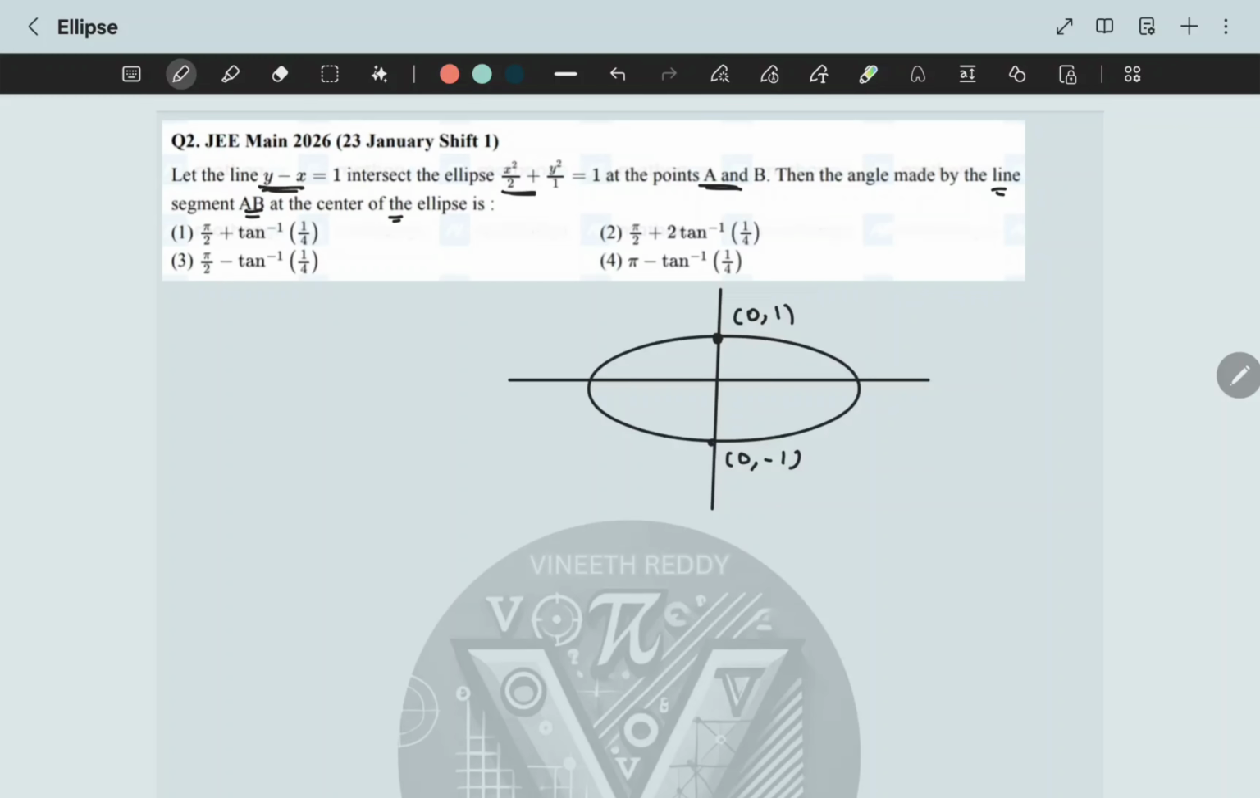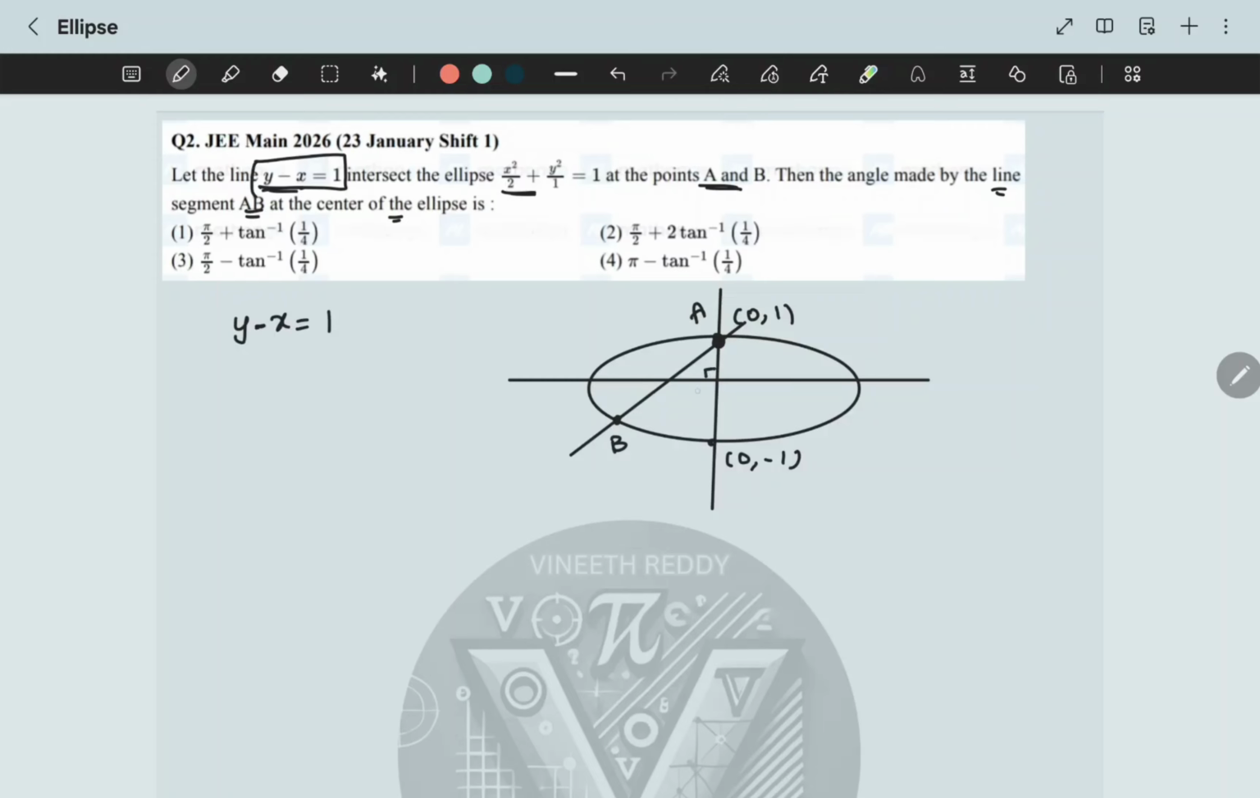And if you see this particular line, y minus x equals 1, where is this line intersecting the y-axis? It is intersecting at (0, 1). That means the line is intersecting something like this, right? Now let us say this is A and this is B.